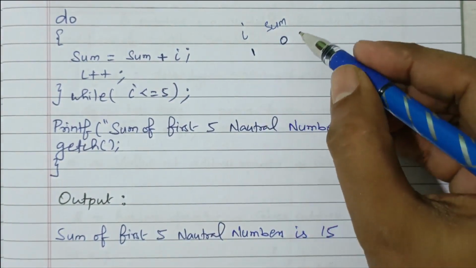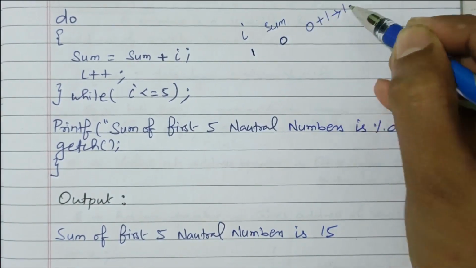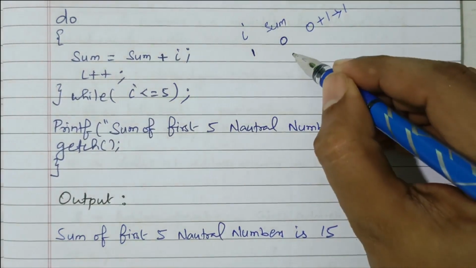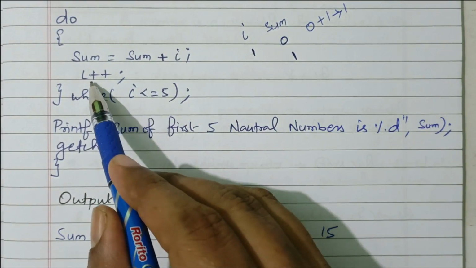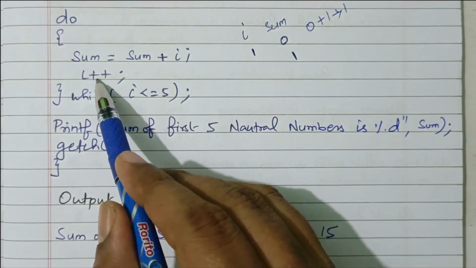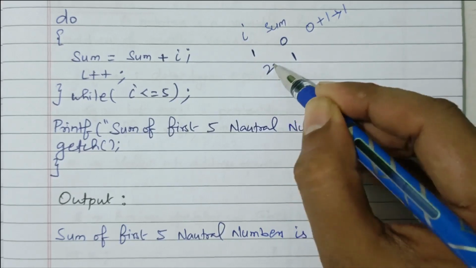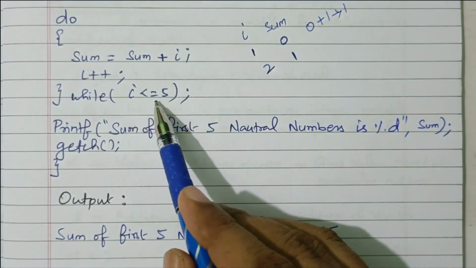So sum equal to sum plus 1 means it is 0 plus 1, it becomes 1, right? Now the sum value has become 1. The sum value is 1. After that only it is incremented. Again the I value is incremented. I is 1, I plus plus means it becomes 2. Thereafter it will check the condition. I is less than or equal to 5.